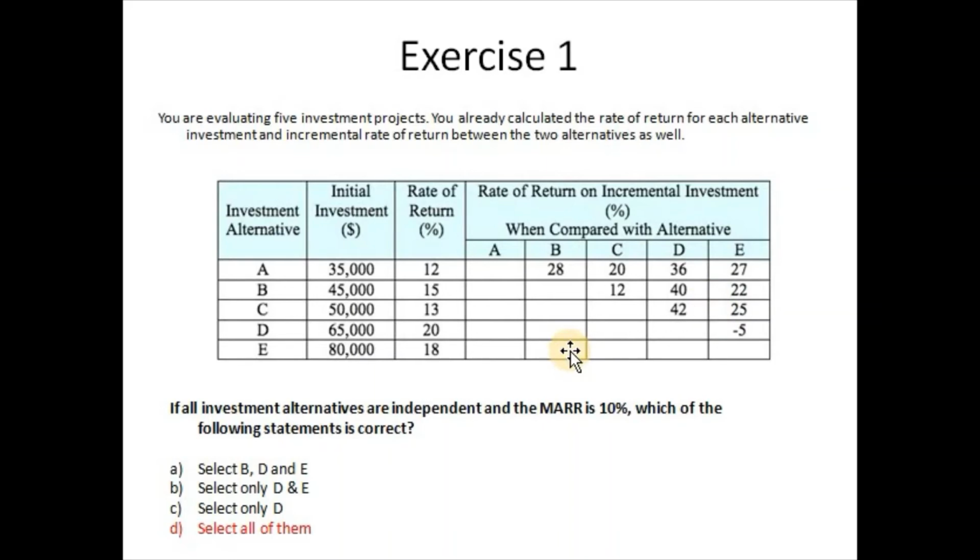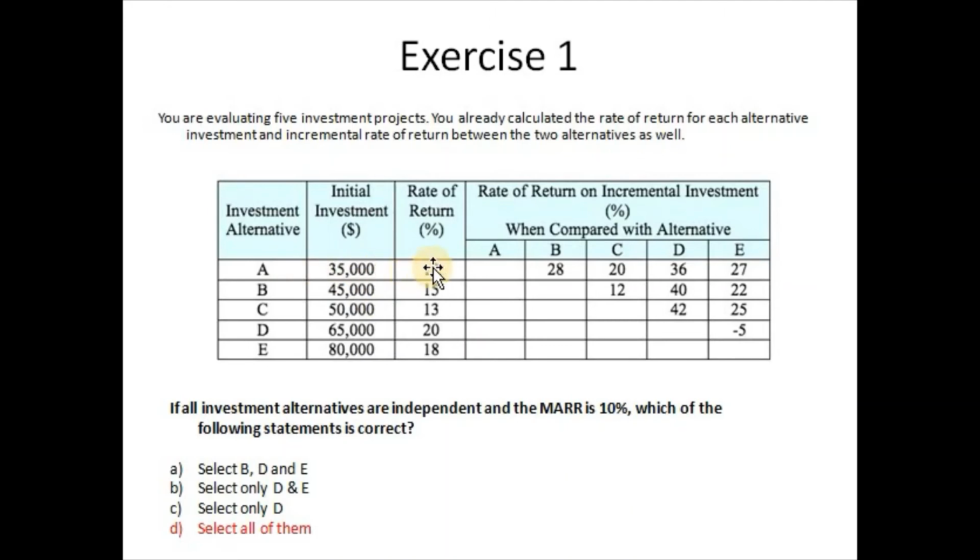Now I'm gonna solve this exercise in 3 different ways. I'm gonna change the given each time. Here I'm asking if all investment alternatives are independent. Okay, and the MAR is 10%, which of the following is correct? You remember when we explained the difference between the types of alternatives, we said that we might have independent alternatives. This means that I can choose them all if their IRR is greater than the MAR. So here I'm saying that they are independent and the MAR is 10%.